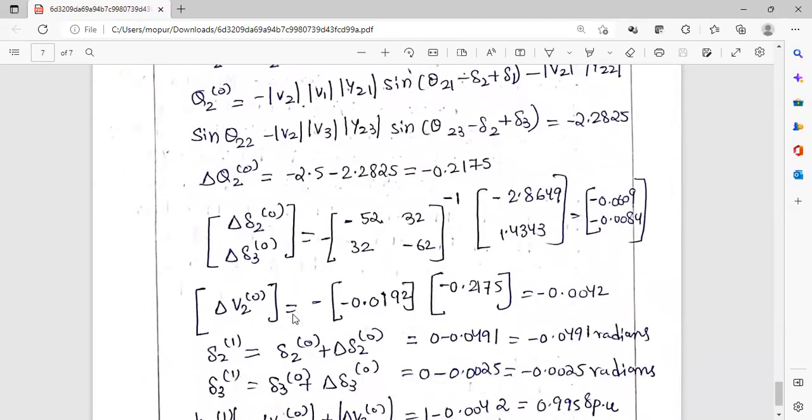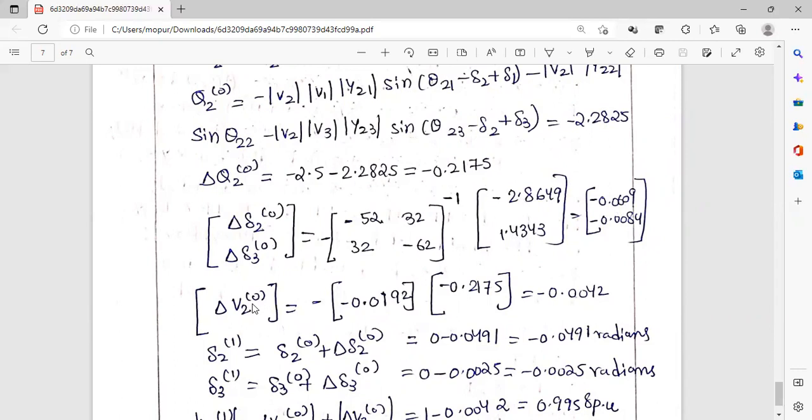Now, what is the equation? Del is equal to minus B dash inverse into del P by V. But here we need to find del 2 and del 3, since del is unknown for both the PQ bus, that is the second bus, and the PV bus, that is the third bus. So you should find del 2 and del 3, which is equal to minus B dash inverse into del P2 by mod V2 and del P3 by mod V3. So you will get del 2 and del 3.